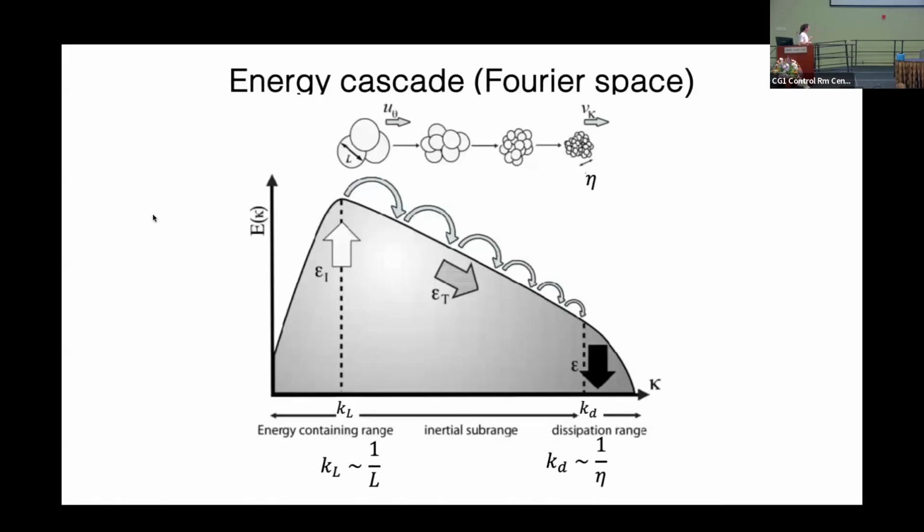So if you translate this from configuration space to Fourier space, this is what it looks like. So you have your injection scale here. And as you break apart your vortices and you're cascading the energy towards smaller and smaller scales, you are transferring energy in Fourier space towards larger and larger wave numbers until you reach the dissipation scale. And that's your source, okay? That's your sink of energy.